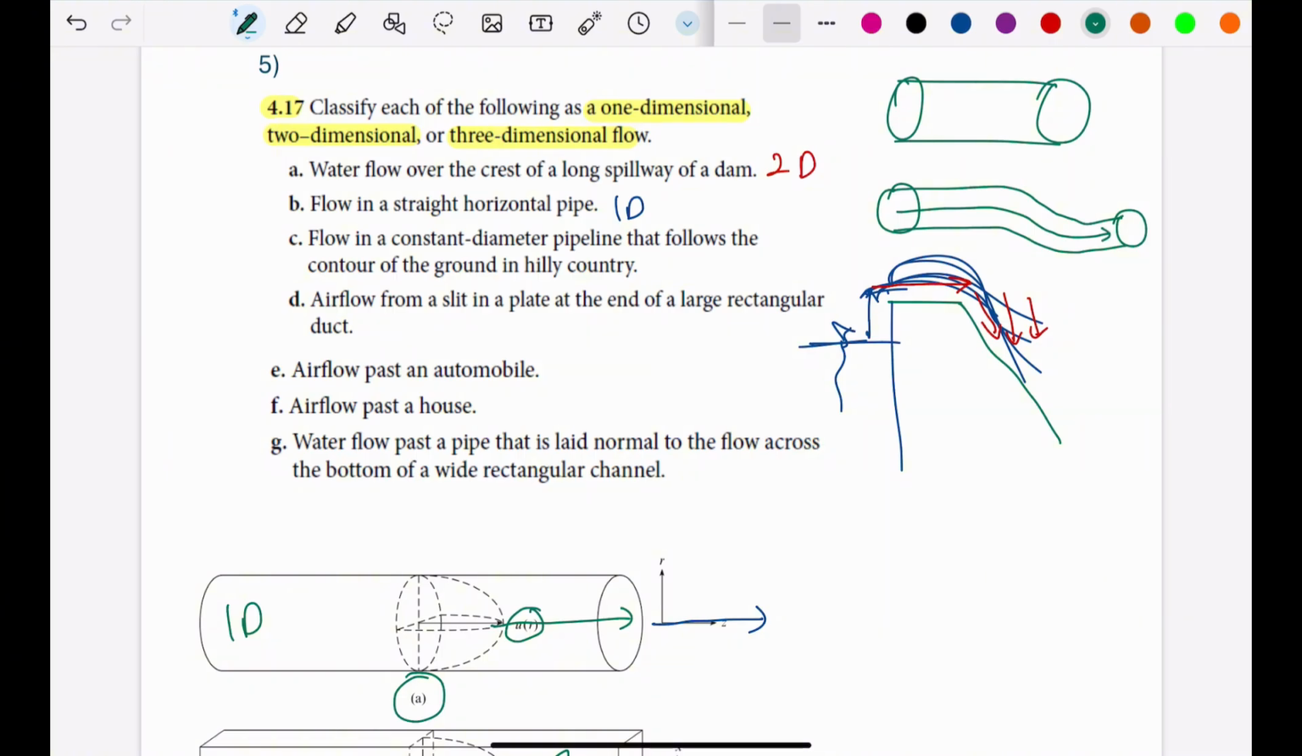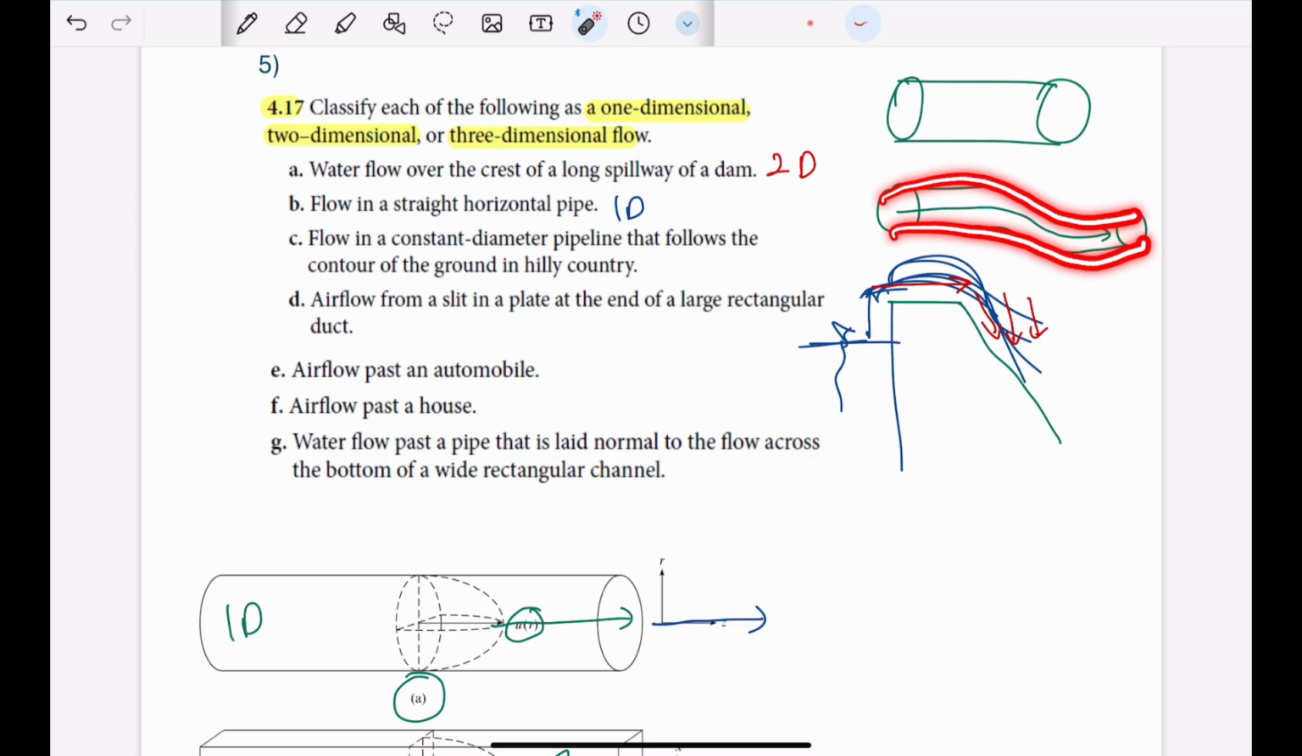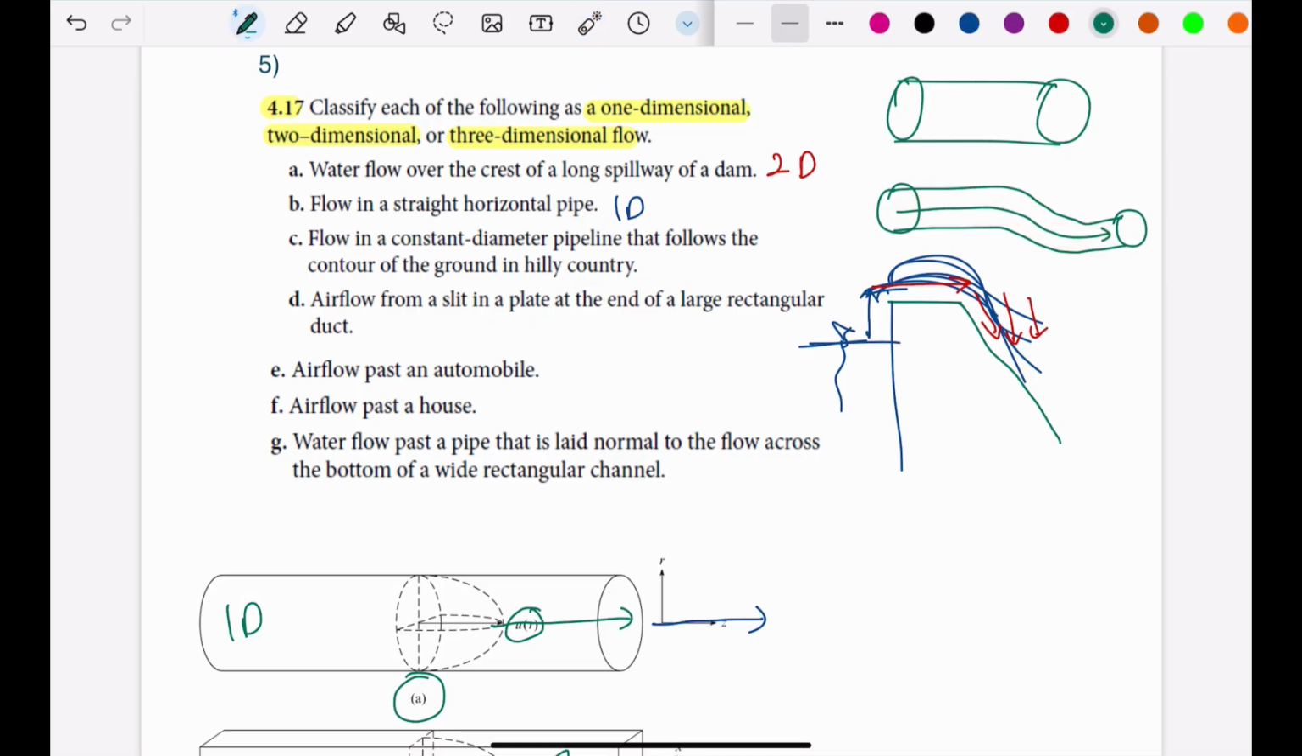It looks like we have two-dimensional flow, but it is not the correct assumption, because it is still following the pipe, and it is still within this pipe, so that even though the pipe is changing its shape, changing its path, the flow in the pipe is still following the streamline. Therefore, we will say it is 1D.